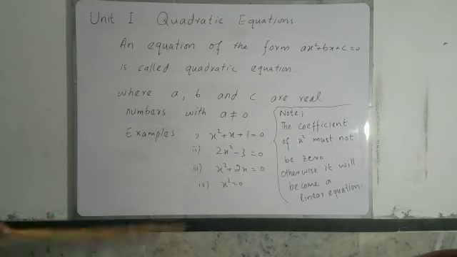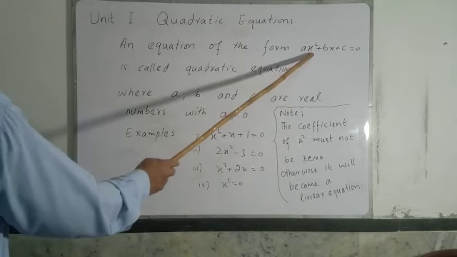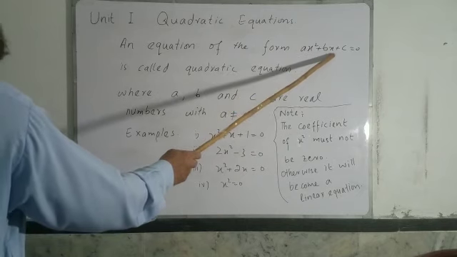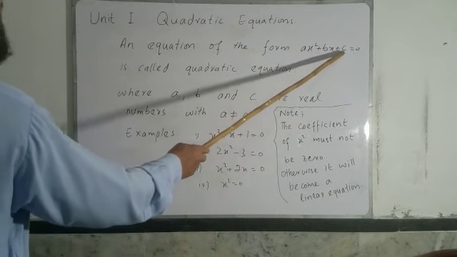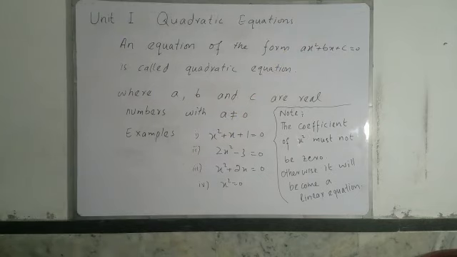These are some forms of quadratic equation. Now look at here. This one is quadratic term, this one is linear term, and this one is constant term. So in the next classes we will discuss how to solve a quadratic equation by different methods.